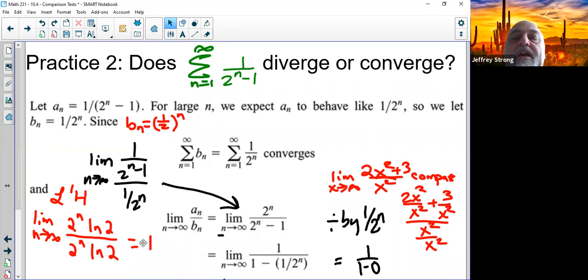So remember, we compared it to a converging geometric series. So when we get a constant like 1, then the series either both diverge or converge. So since we compared it to a converging series, our answer is it converges.